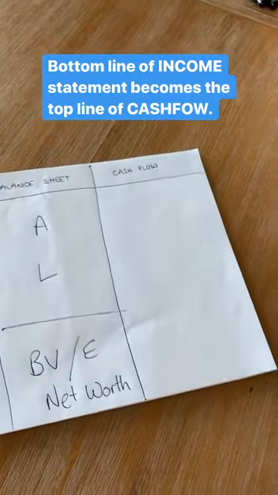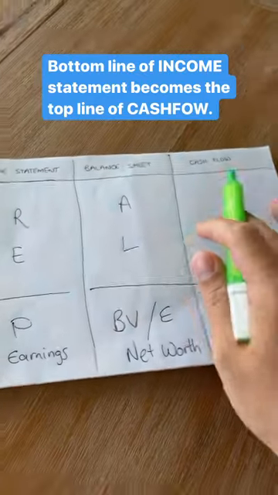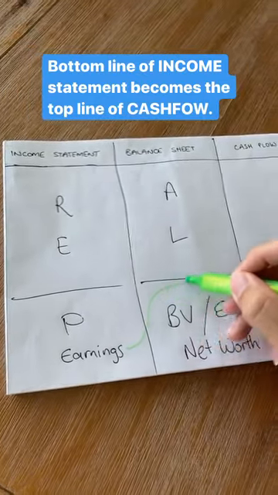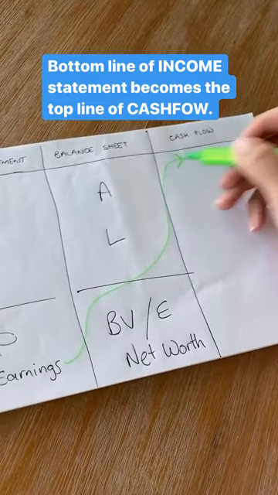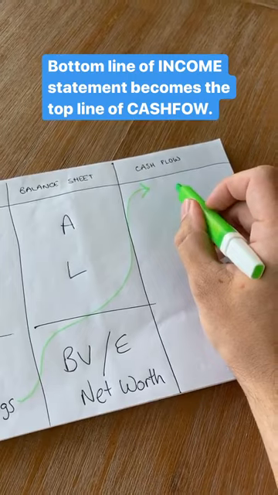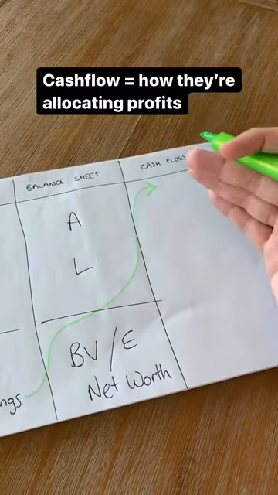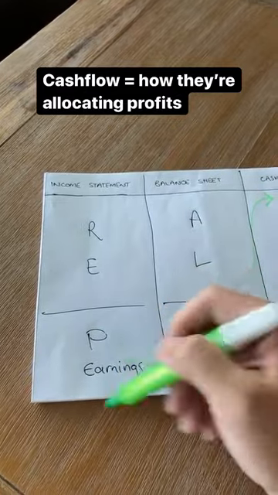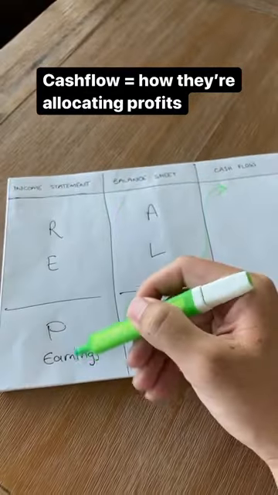Now, the cash flow is a little different. Let me get a different colored pen. The top line of your cash flow statement comes from here. Your earnings, your net income, the bottom line of this one ends up being the top line of this one. And the cash flow really states how the business is allocating the earnings. What's happening to this cash that they're earning over here.